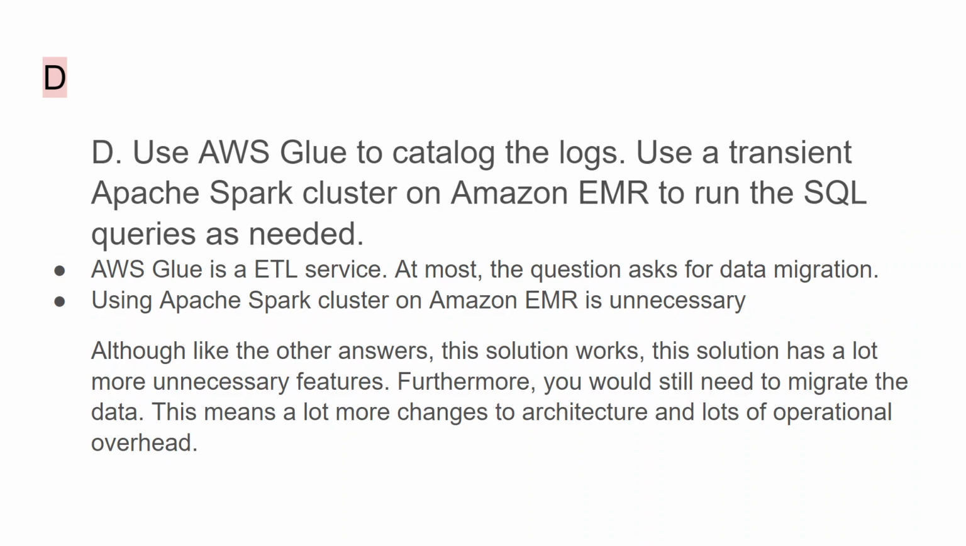And D is wrong, because AWS Glue is an ETL service, which is unnecessary, as at most, you would only need to migrate the data, like answers A and B. Furthermore, using an Apache Spark cluster on Amazon EMR is unnecessary. You do not need that high of performance. So, although it works, the solution has a lot more unnecessary features. Furthermore, you would still need to migrate the data like A and B. So, this means a lot more changes to architecture and a lot of operational overhead.